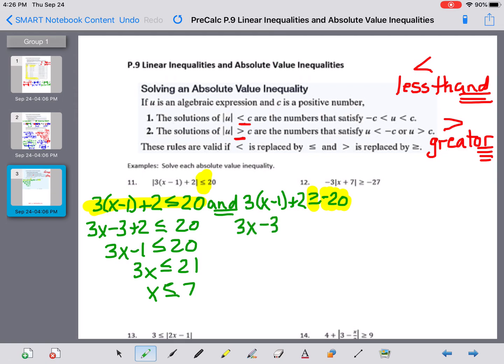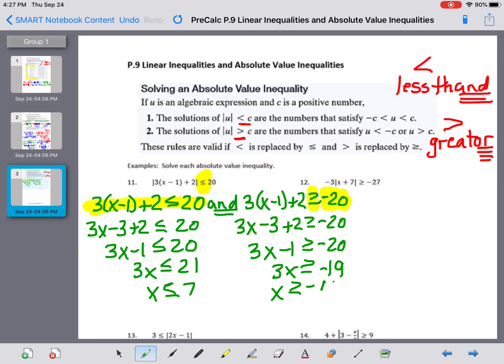3x minus 3 plus 2 is greater than or equal to negative 20. 3x minus 1 is greater than or equal to negative 20. 3x is greater than or equal to, add 1, I get what, negative 19? Divide by 3, not pretty, leave it as a fraction, it'll be fine. And there are my answers, okay? And there's an "and" in between.